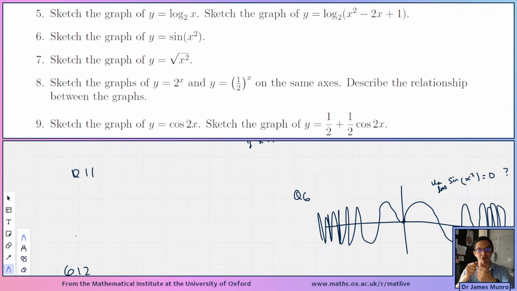The zeros get further and further apart, because the root x things need to be a multiple of 180 or 360 degrees or something. Let's see. Can I show you this? Is this something I can draw?